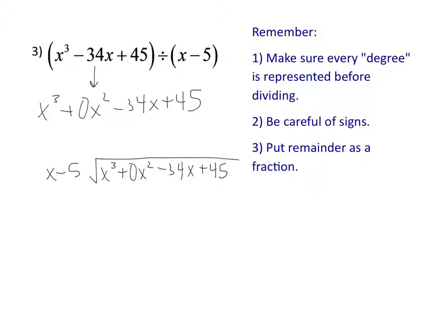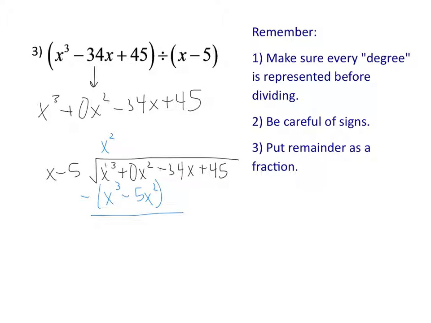All right, now we ask ourselves, how many times does x go into x cubed? x squared times. So x times x squared is x cubed. Negative 5 times x squared is minus 5x squared. Now, do you see how the like terms line up? I have x cubes that line up, and now I have x squareds line up. If I didn't have x squareds line up, I might accidentally try to combine like terms with x's and x squareds, and then just be in a mess and it wouldn't work out.